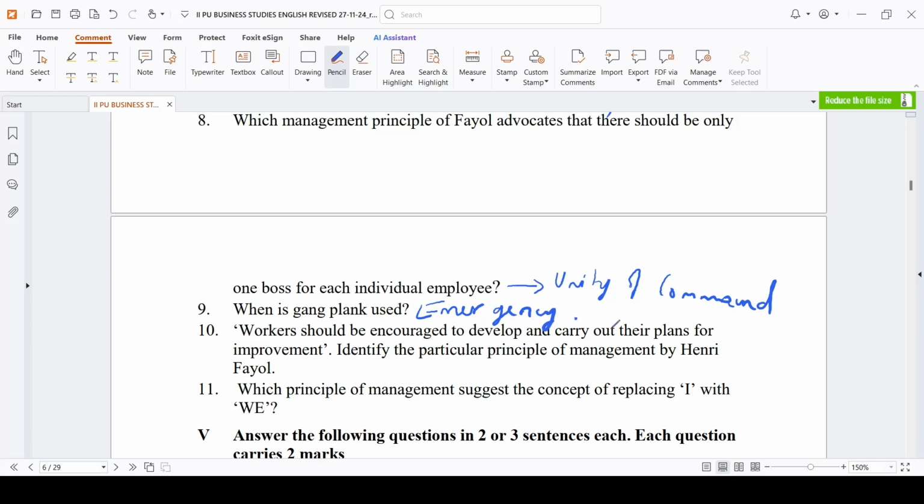Workers should be encouraged to develop and carry out their plans for improvement. Identify the particular principle of management by Henri Fayol. You should encourage them to carry out their plans. That is initiative. Which principle of management suggests the concept of replacing I with we? Esprit de corps.